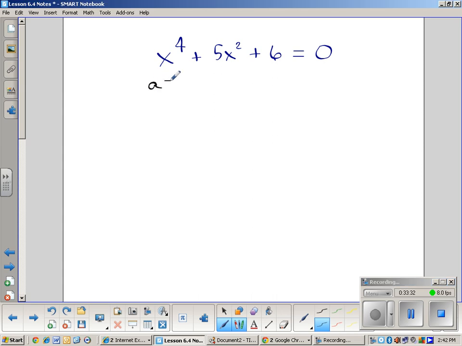So a is equal to x squared. And so we end up with a squared plus 5a plus 6 equals 0.